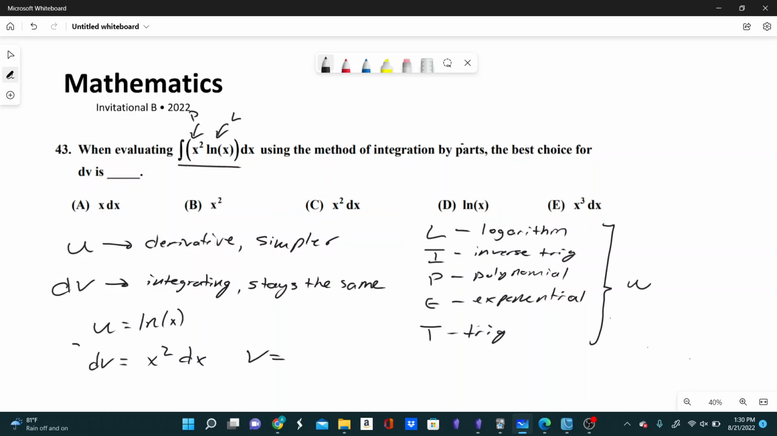So when you integrate both sides, the integral of dv is just v, and the integral of x squared dx, well, you have to have that dx so that the integral means something. So that's why it's x squared dx and not just x squared. And so we're going to have answer choice C.